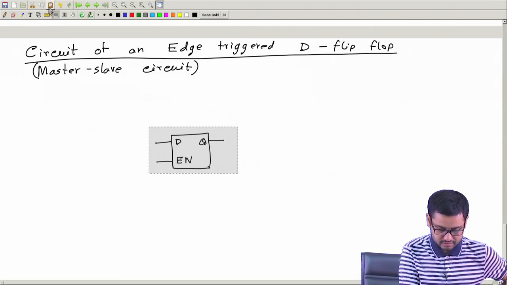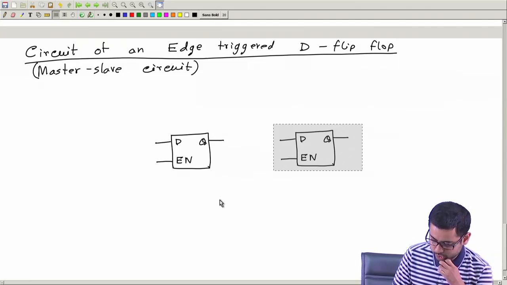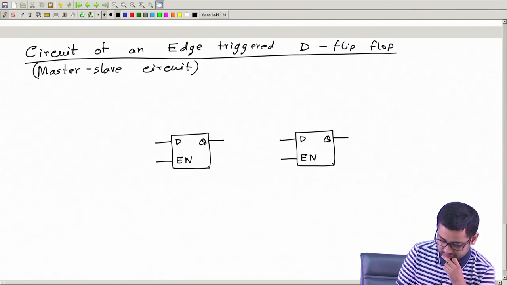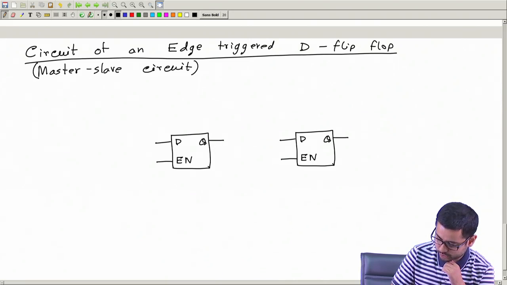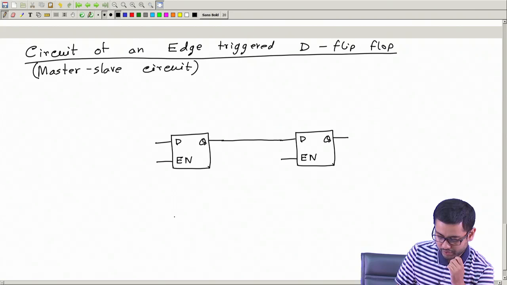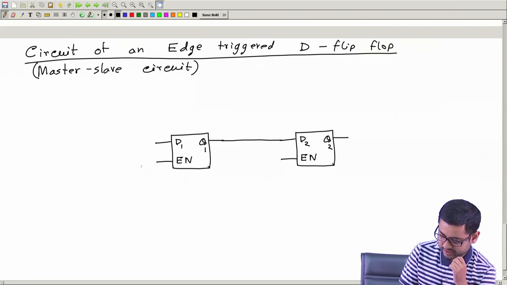One, two. Now, what we will do is this: we will connect the output of the first one to the input of the second one, okay? And so you can call this D1, Q1, D2, Q2, and then this input will be the main input.